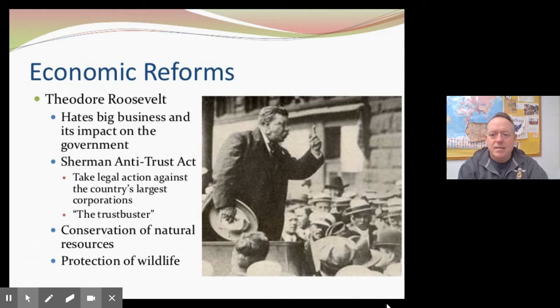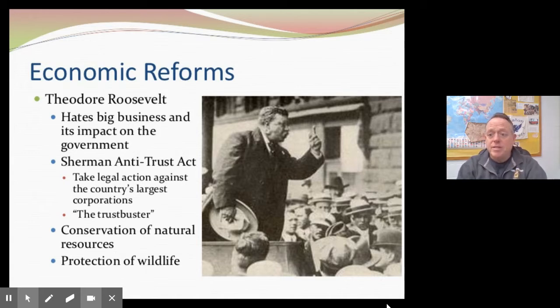So the key to this is Teddy Roosevelt. All right. Teddy Roosevelt was the first president that took over. And as you can see, unlike the presidents from 1865 to 1900, he hated the impact of big business in government. He thought that government should be in control. He called it the bully pulpit.